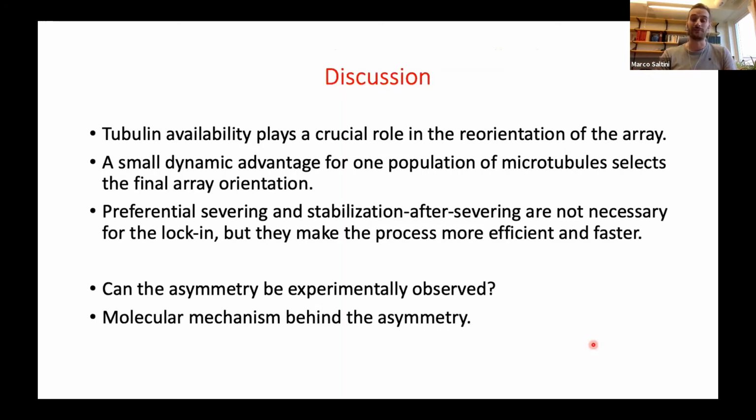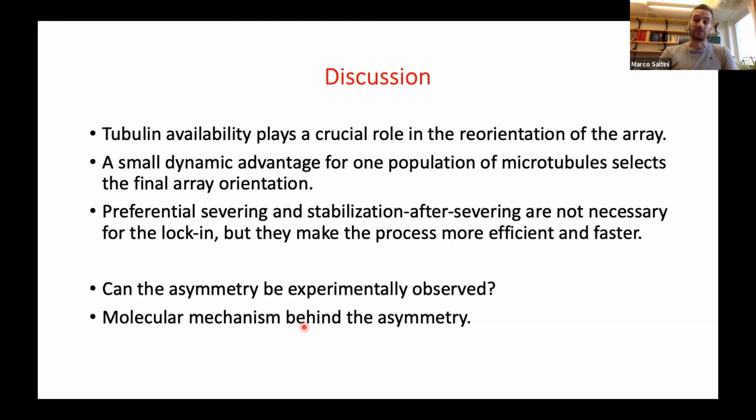Then, of course, if this dynamic asymmetry is detected, one can always wonder what a molecular mechanism can be such that this asymmetry exists. Unfortunately, we do not really have an explanation for that. So as I said before, we think that it is plausible to have this asymmetry, but we cannot really think about a molecular mechanism that enables this asymmetry. What can it be?